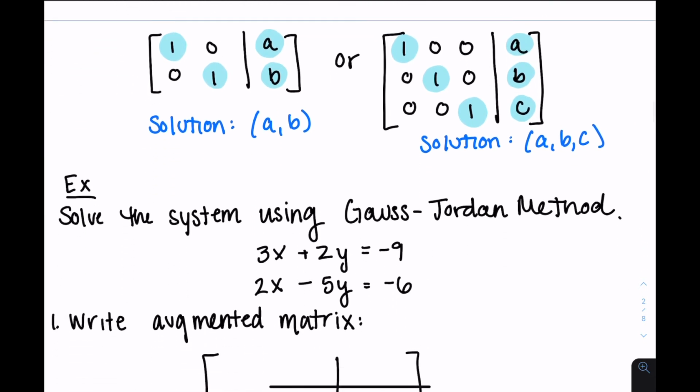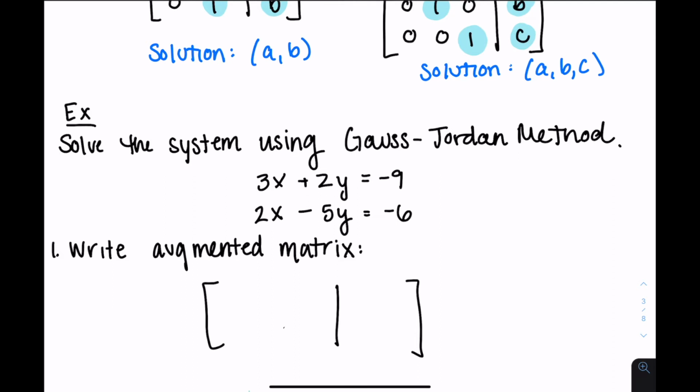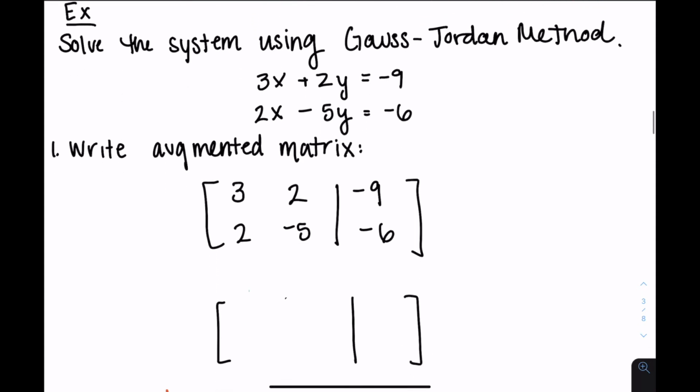So the best way we can actually go through this is by example. You're going to have kind of an algorithmic process you're going to want to follow. So we're going to start with a 2x2 system, which we do know how to solve using elimination or substitution, but we're going to go through this with a matrix. So the first thing I need to do is write the augmented matrix. My first equation has 3 x's, 2 y's, my constant is -9. My second equation is 2, -5y, and my constant is -6.